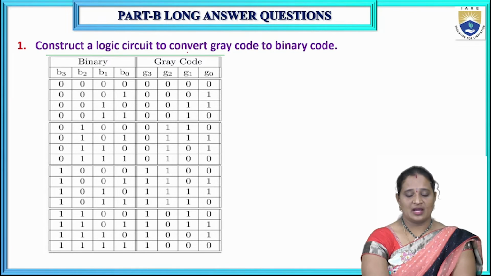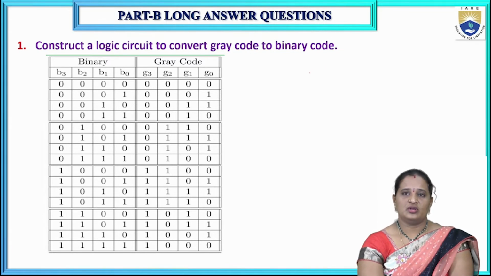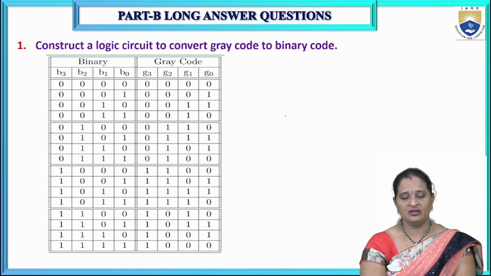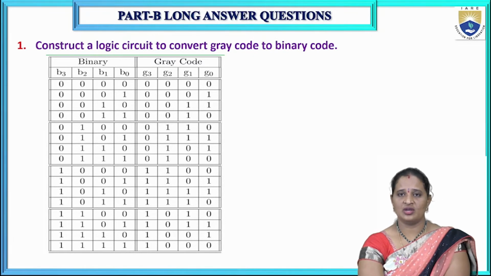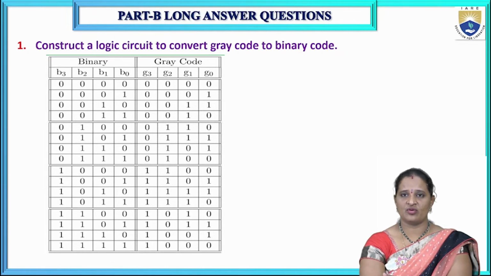Now part B, construct logic circuit to convert gray code to binary code. So gray code to binary code. This is a combinational logic circuit design. So first write down the procedure for designing a combinational logic circuit. So what is that? First identify the number of inputs and identify the number of outputs.